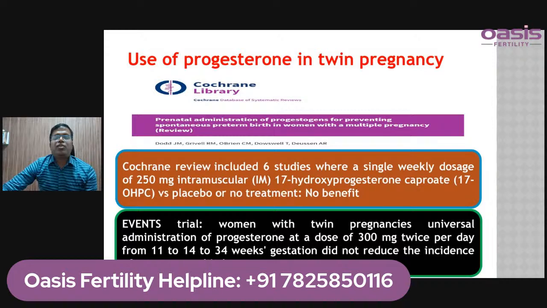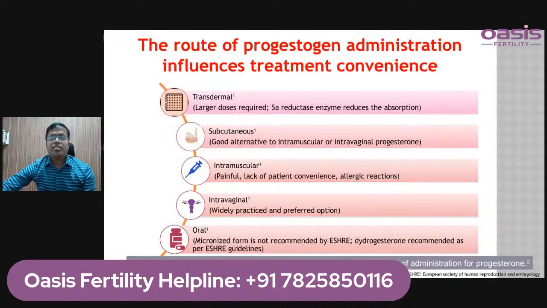In women with twin pregnancy, in the EVENTS trial, universal administration of progesterone at a dose of 300 milligram twice per day from 11 to 14 weeks to 34 weeks gestation did not show any significant reduction in incidence of preterm deliveries, but still people sometimes prefer to use this.